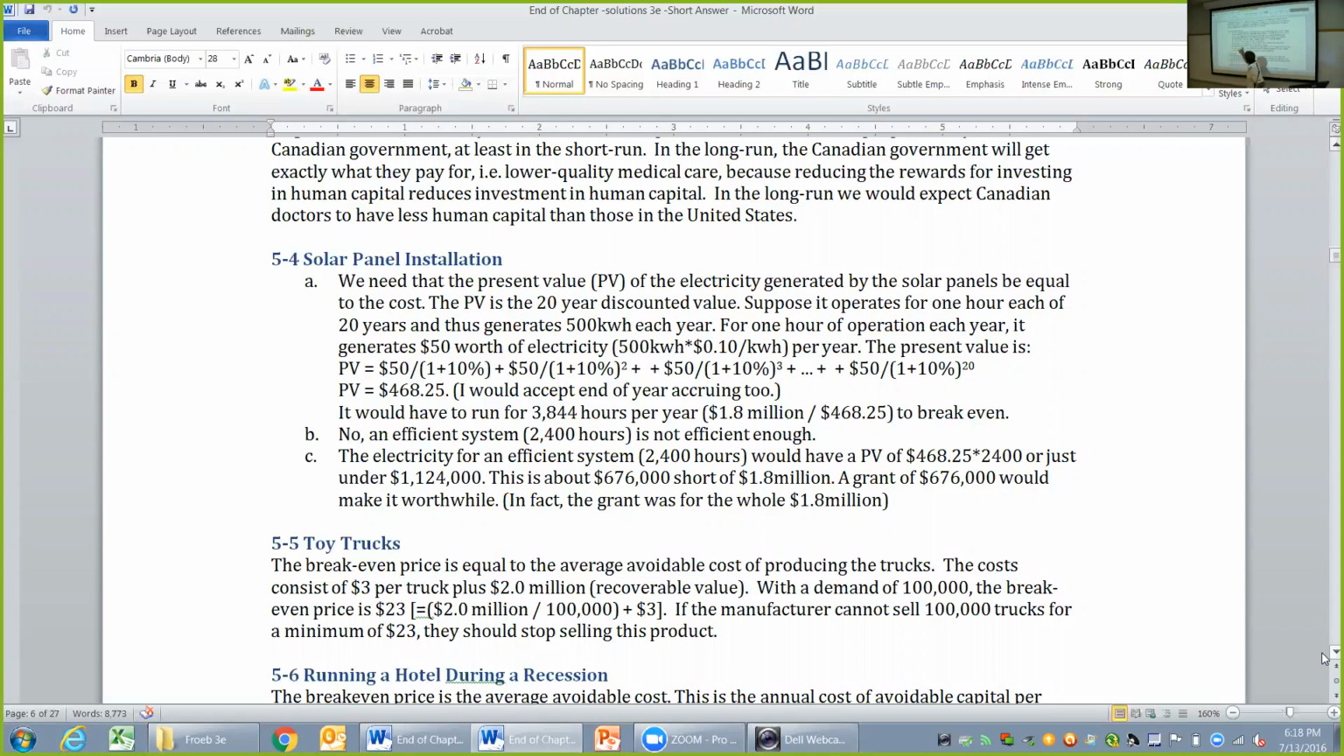So here with this problem, it says that for 1 hour of operation each year, it generates $50 worth of electricity. Is that a revenue or a cost? That's a revenue. So it generates money to the tune of $50. So that is our marginal revenue. Now we've got a problem with timing. $50 a year from now is worth more than $50 2 years from now.